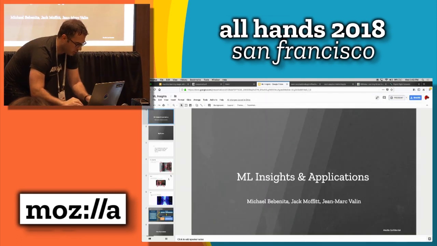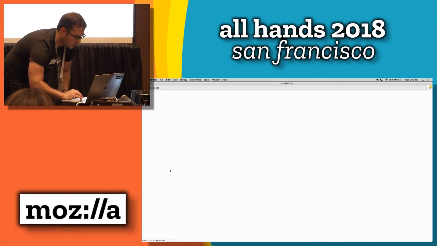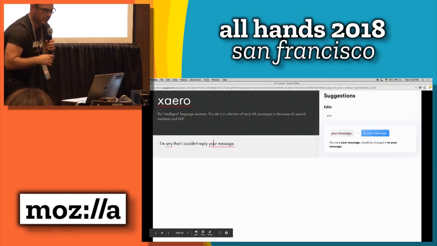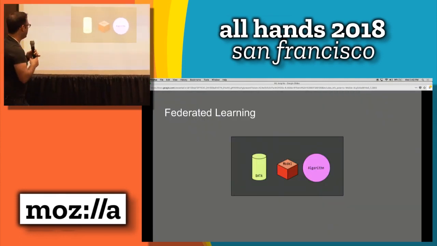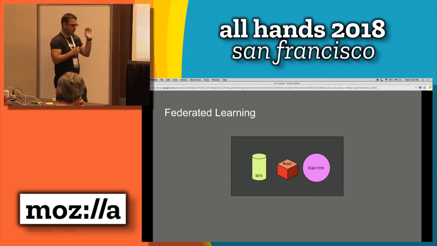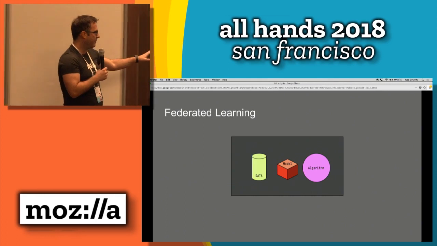So one extra thing, since we have time, that Jean-Marc touched on for a second, is federated learning. So if you want to build a machine learning model and want to actually deploy it, put it into product, right? So you have three pieces you got to worry about. First, you need the data.